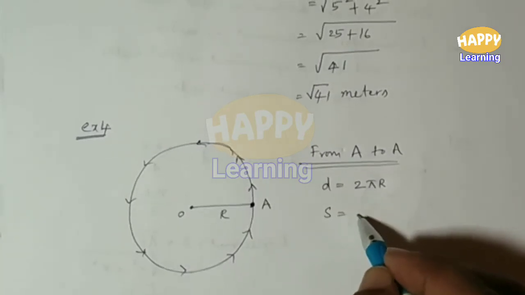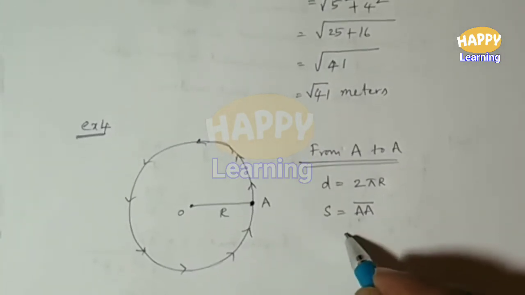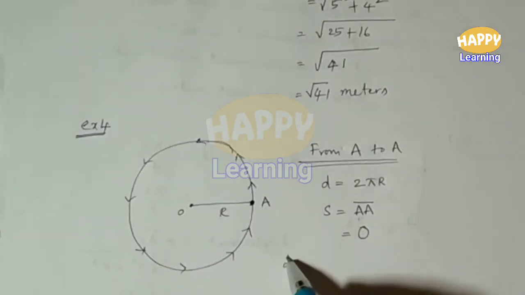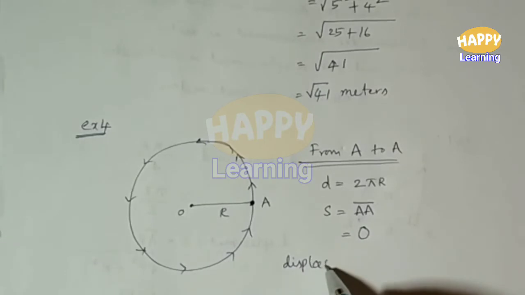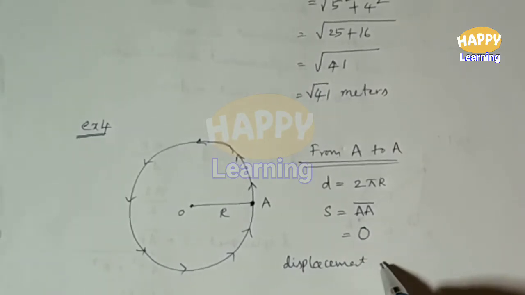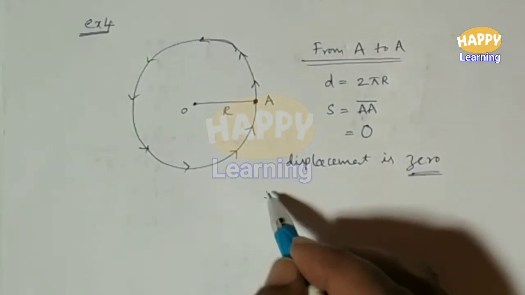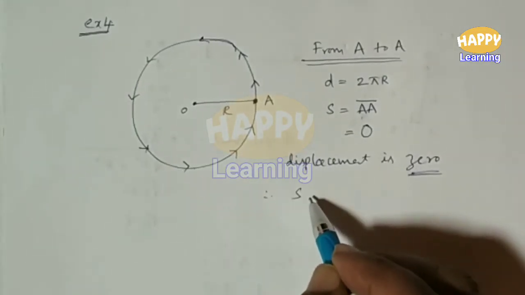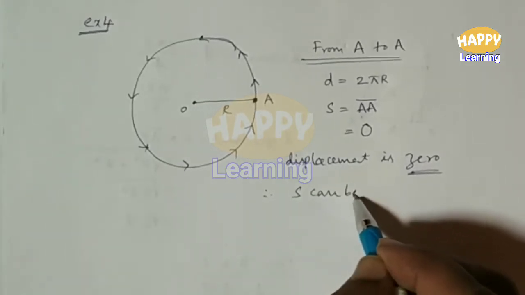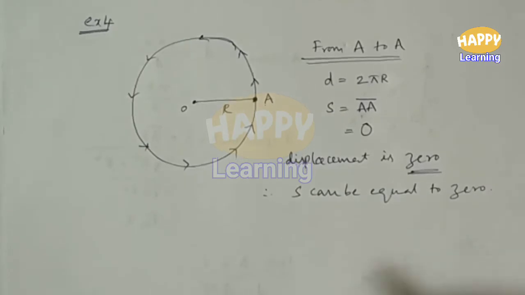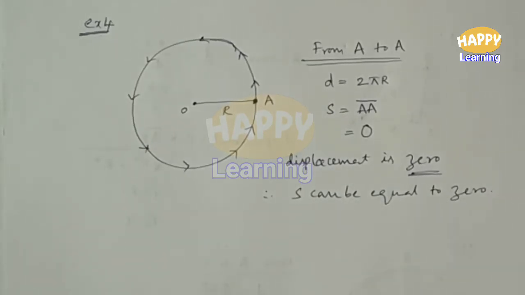Whereas displacement S is equal to AA bar, which is equal to 0. Distance from point A to point A is 0. So here displacement is 0. So this is an example where displacement can be 0. So we can state that displacement S can be equal to 0 in some cases.